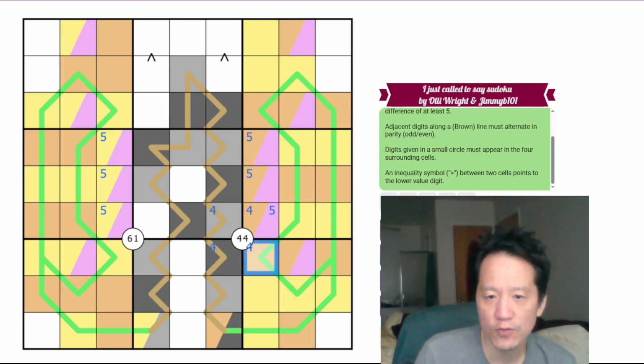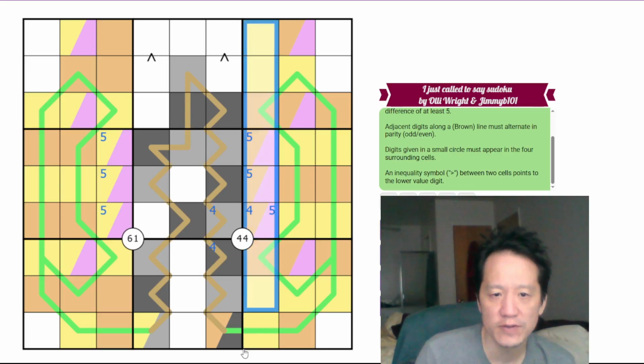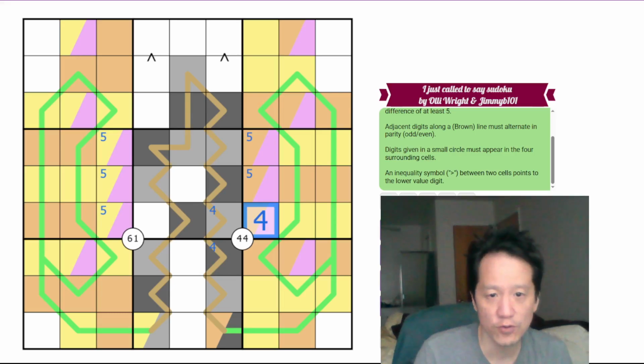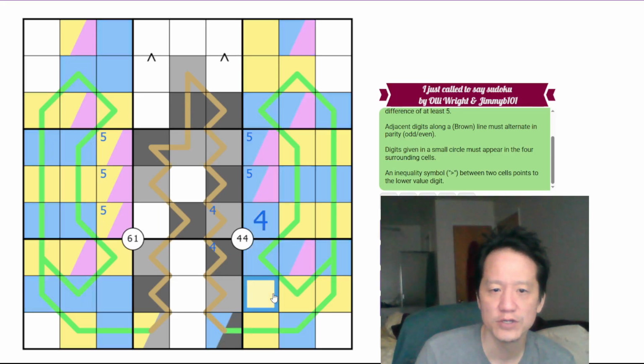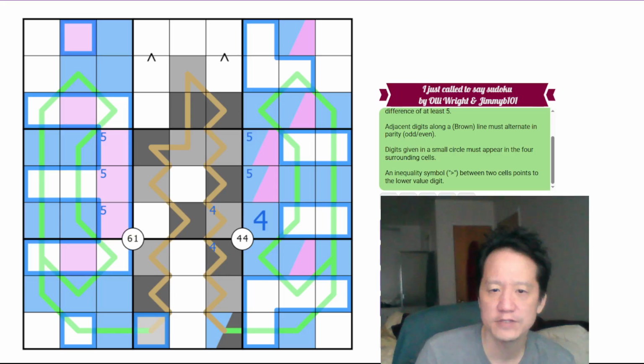So this can't be 4, which means where is the 4 in column 7? Well, we know there's 2 4s here. Since this can't be 4, we need a 4 here. So this is a 4, which is not a 5. So it can't be pink. That means 4 is an orange, which means all the oranges are low and all the yellows are highs.